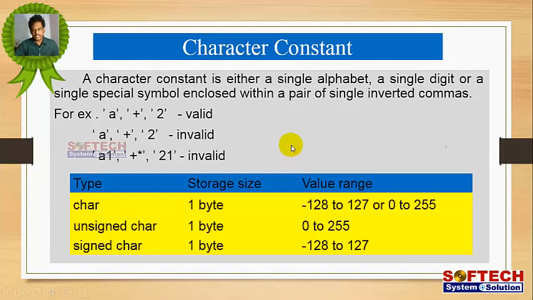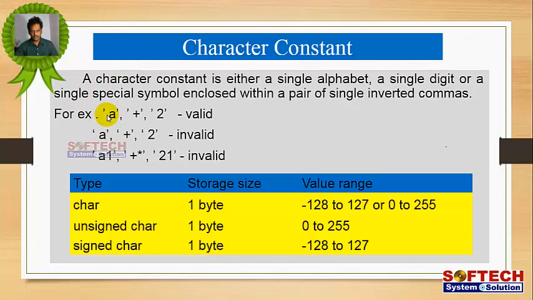The third type of constant is character constant. Previously we discussed integer constant and real constant. Real constant also consists of two types, float and double. Now we discuss character constant. A character constant is either a single alphabet, a single digit, or a single special symbol enclosed within a pair of single inverted commas. It is called a character constant.